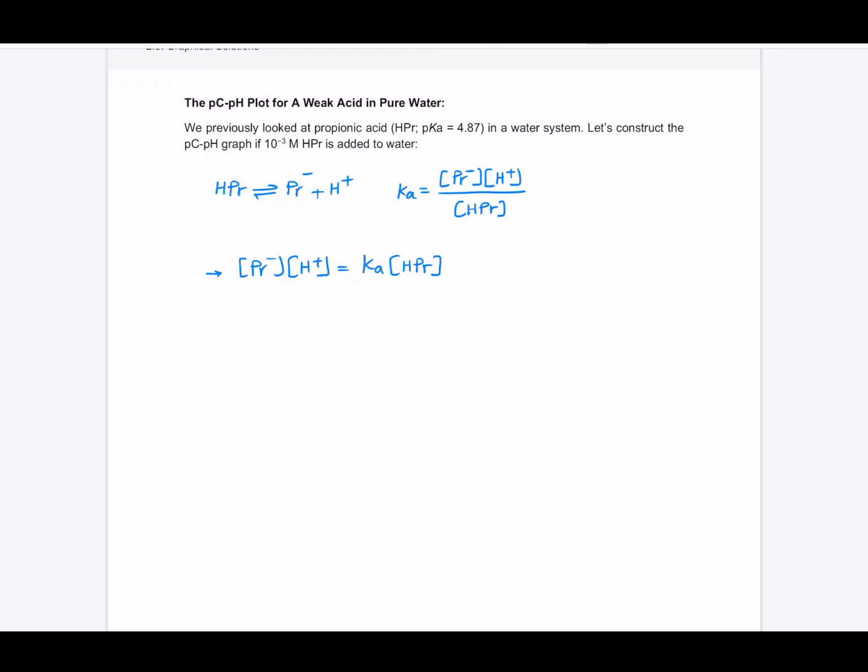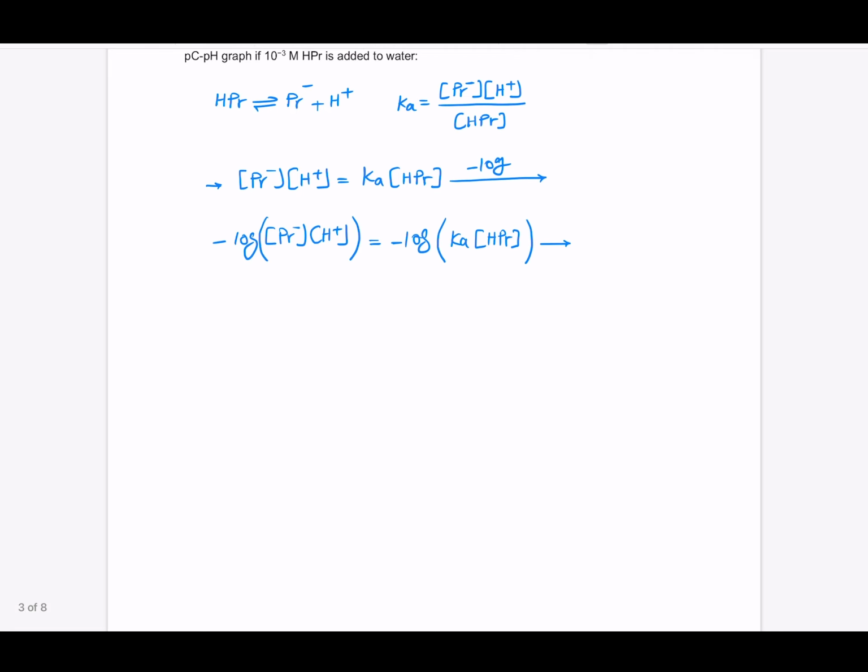So what we're trying to do is to come up with an equation that we can apply that P function to in order to get to a linear equation. So now we apply that P function, or minus log, to both sides. So it's going to be minus log of PR minus H plus equal to minus log of Ka times HPR, or just expanding this using the same rules we followed in the previous example.